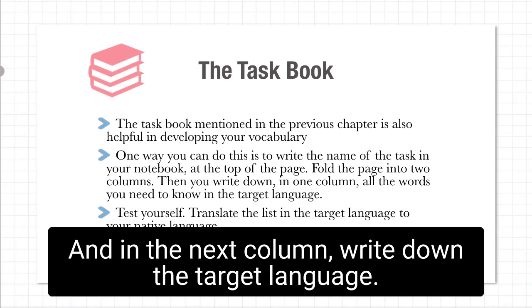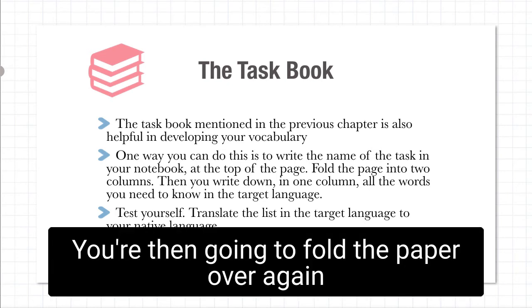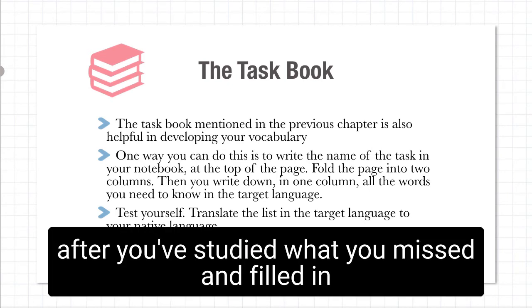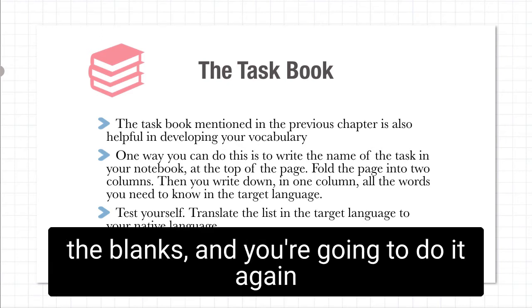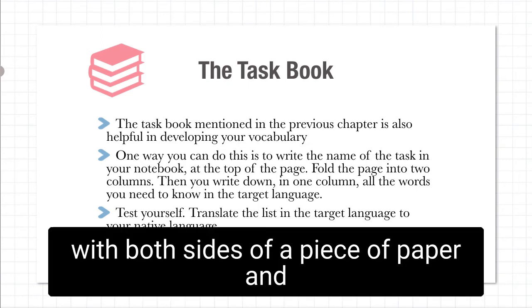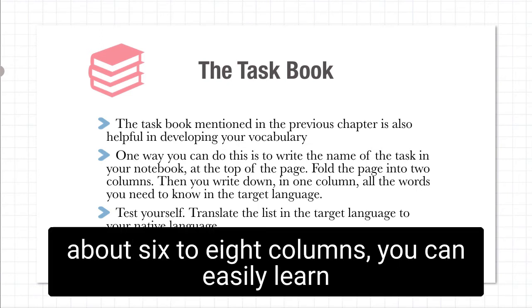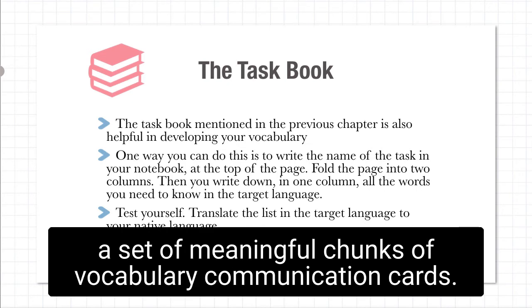And in the next column, write down the target language. You're then going to fold the paper over again after you've studied what you missed and filled in the blanks, and you're going to do it again. With both sides of a piece of paper and about 6 to 8 columns, you can easily learn a set of meaningful chunks of vocabulary.